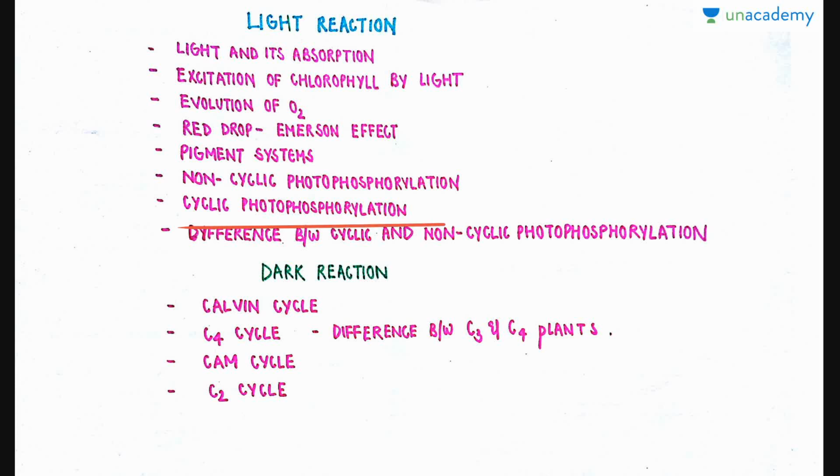If you haven't watched the videos yet, I would request you to first go and watch these two videos on non-cyclic photophosphorylation and cyclic photophosphorylation, because you'll be much clearer about how the assimilatory powers used in dark reaction are formed in these two photochemical reactions. Now we know that we have the assimilatory powers in the form of ATP and reducing powers in the form of NADPH2, which we have obtained from light reaction. Now how do we use those assimilatory powers in dark reaction?